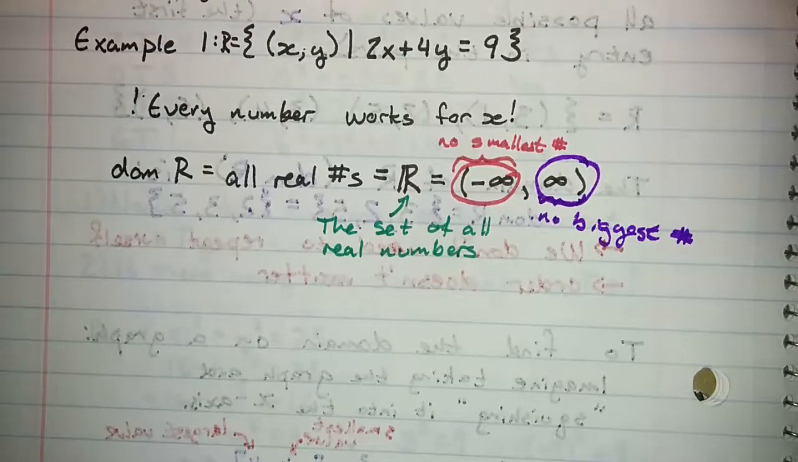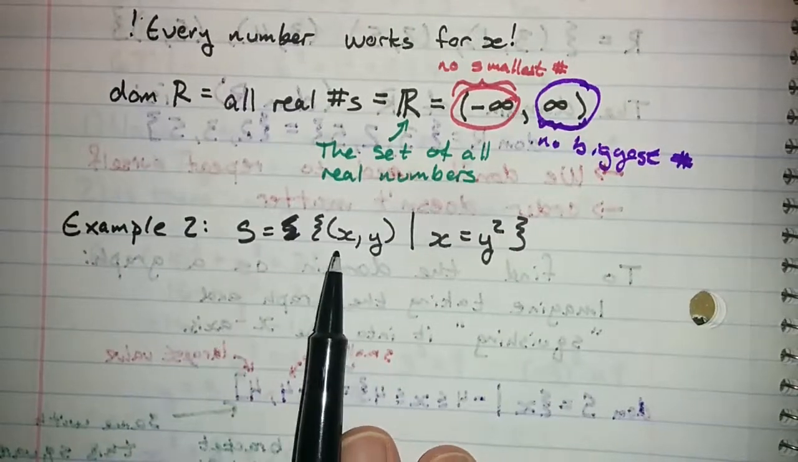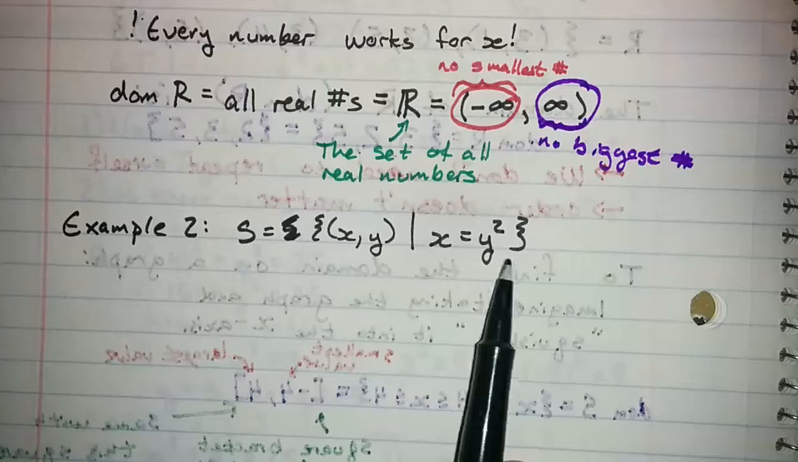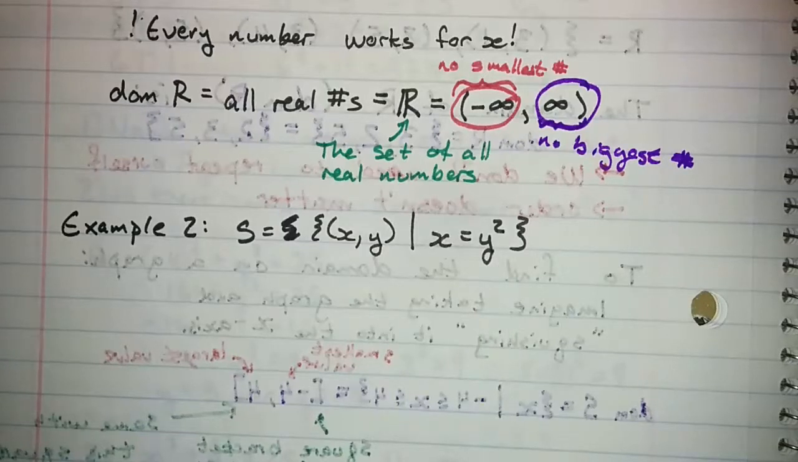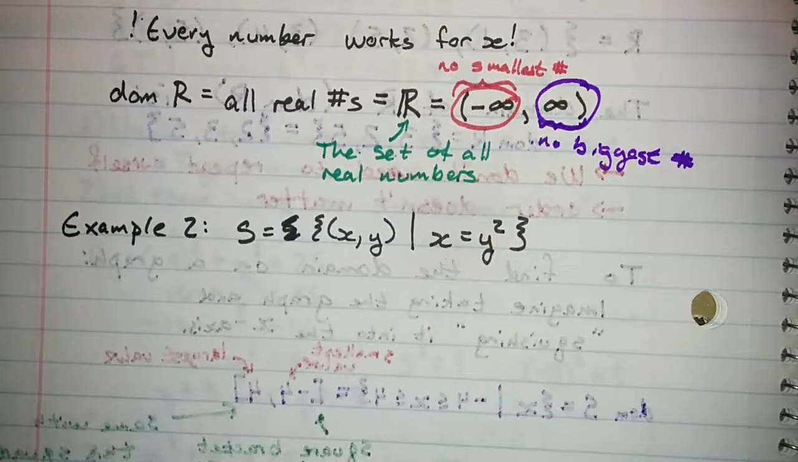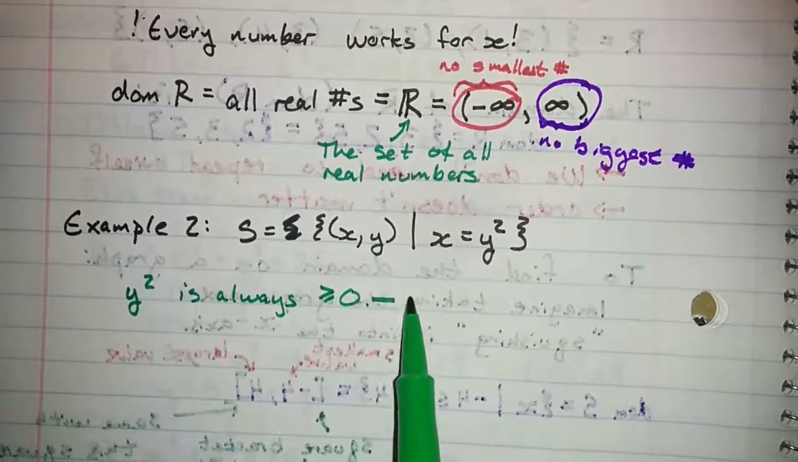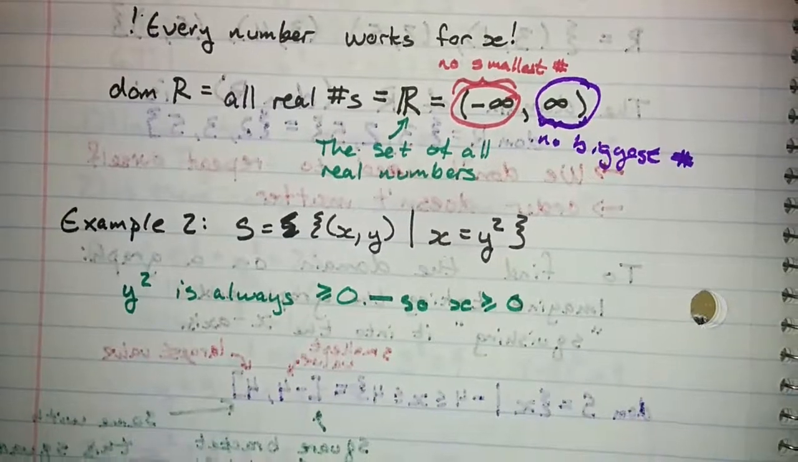So let's see an example where some numbers don't work. Let S be the relation where x is related to y when x equals y squared. Well, when we square a negative number, we get a positive number. When we square a positive number, we get a positive number. When we square 0, we just get 0. So y squared is always greater than or equal to 0, which means x has to be greater than or equal to 0.